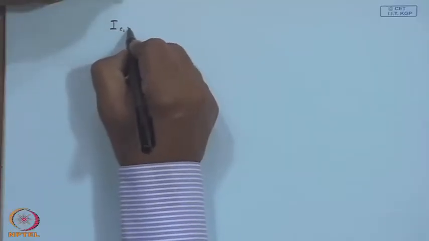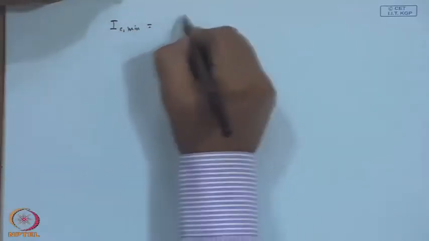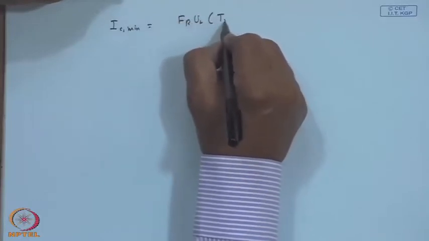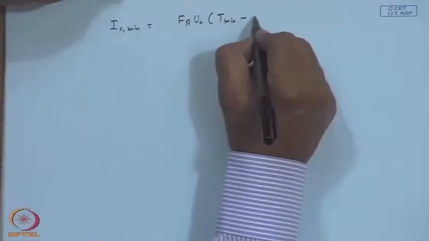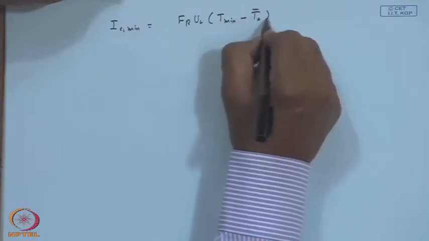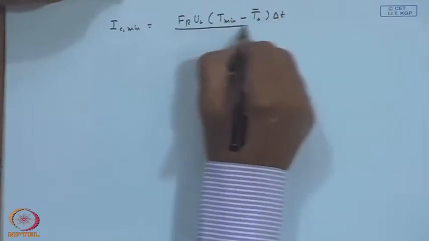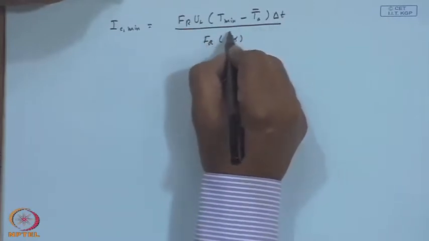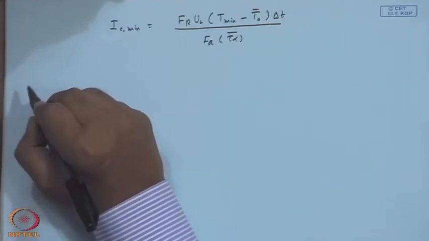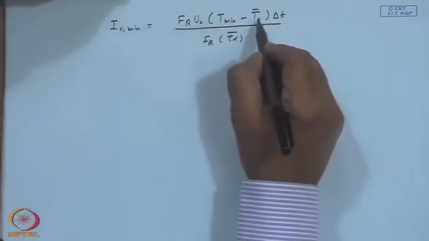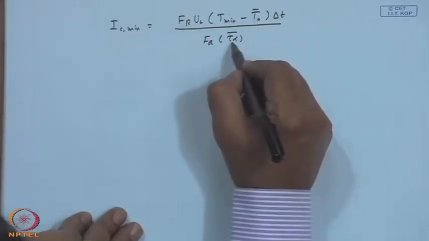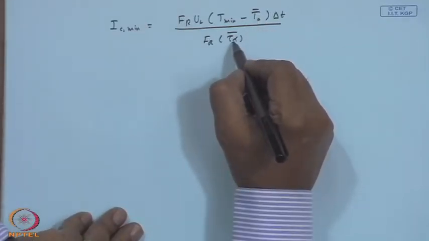And I c minimum will correspond to F r U L into the minimum temperature at which my energy delivery is desired times delta T upon F r tau alpha bar, because I have already extended to T minimum, I have already extended to monthly average analogously, taking the average temperature divided by the average transmittance absorptance product over the month.